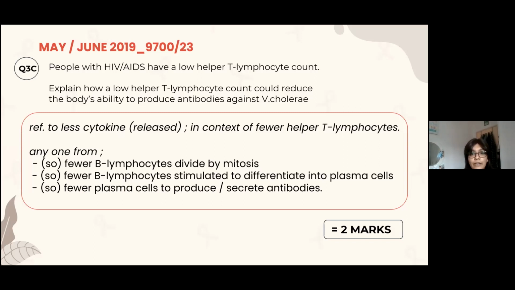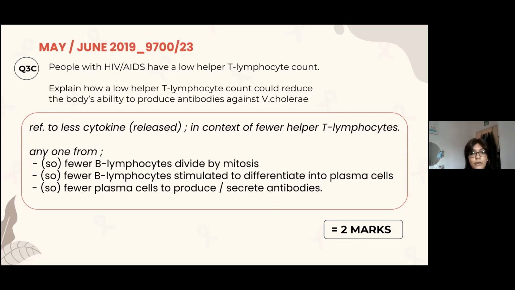So first, we have to know how HIV and AIDS cause a low helper T lymphocyte count. Basically, the HIV enters its genetic information into the helper T cells to make copies of itself. So when this happens, the helper T lymphocytes die, which disrupts the immune system.